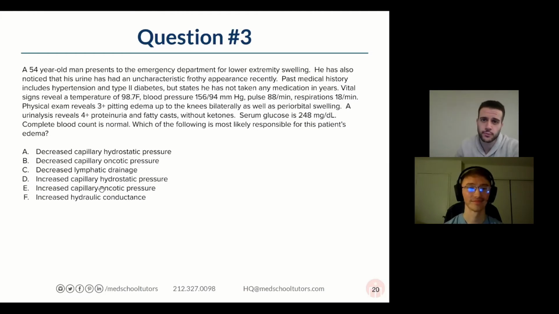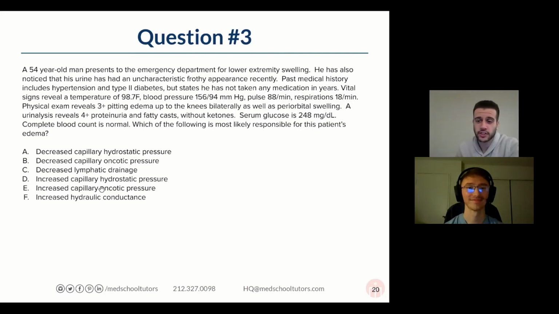Afebrile, he's hypertensive, which we know from his past medical history. His pulse is normal, respirations are normal. And then he has 3+ pitting edema up to his knees bilaterally, as well as periorbital swelling. Urinalysis reveals 4+ proteinuria and fatty casts without ketones. Serum glucose is 248. So in the constellation of all that, this patient is presenting with a syndrome. He has a collection of signs and symptoms. If anyone has any thoughts about what that might represent, feel free to drop that in the chat. Complete blood count is normal. And so, coming back to the question, which of the following is responsible for this patient's edema?